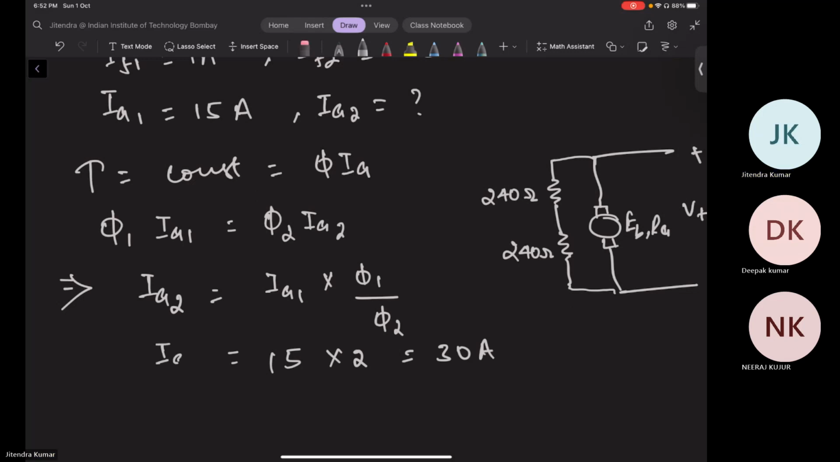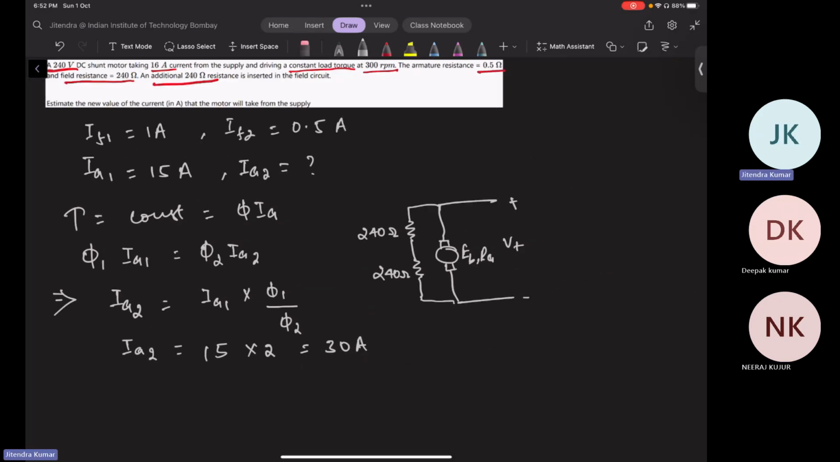Any doubt till this point? No doubt, because we have solved two. Any doubt, please? No, sir. Okay, great. So now moving ahead, how much current will it take from the supply? Isn't it pretty obvious? IL2 we have to find out: this 30 plus the field current 0.5. Exactly, 30 plus 0.5. So approximately double. Okay, sorry, 30.5. Okay, we are done with it.